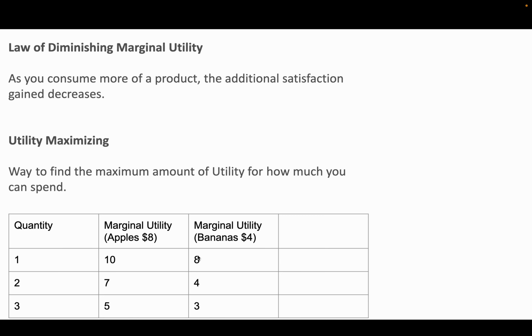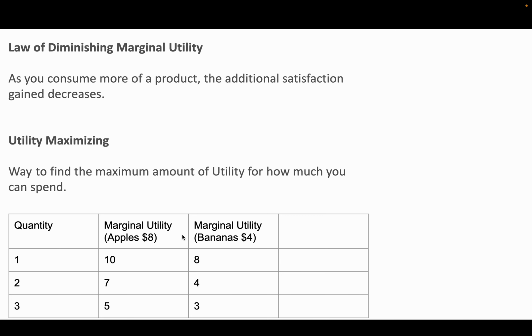Then let's say hypothetically we have $20. Well, we already know these two combinations for 12, so we have an additional 8. Do we buy 2 apples or do we buy 2 bananas? Well, let's do the same thing. 4 divided by 4, that's 1, so we get 1 utility per dollar. Here, 7 divided by 8, I don't know that specifically, but 0.87, it's just slightly below 1. So if we want to maximize our utility, we buy another banana. So now we have 2 bananas and 1 apple.